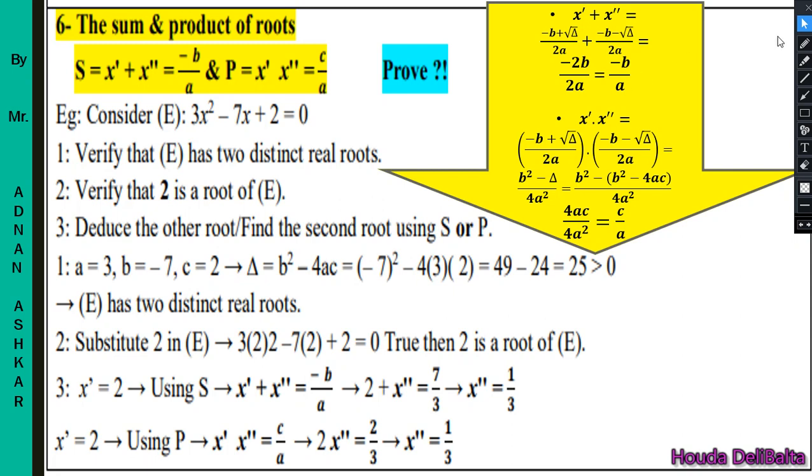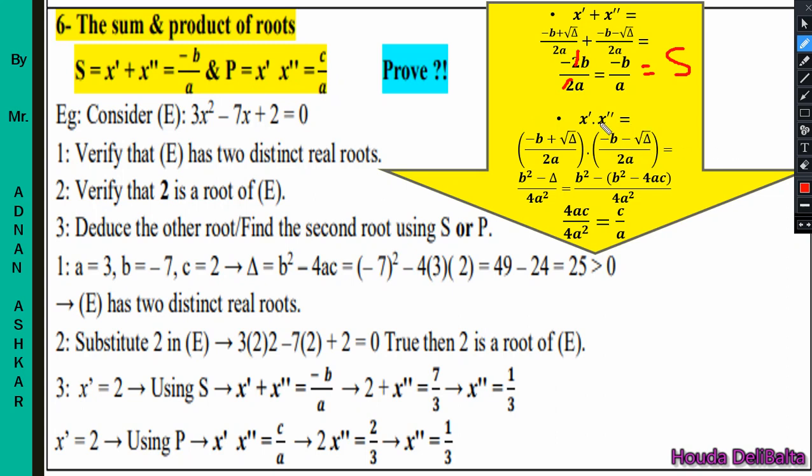Canceling 2 together, we will get minus b. So 2 and 2 are cancelled, then we will get minus b over a, and thus the sum is equal to minus b over a. That's proved. Now let's prove why P equals c over a.